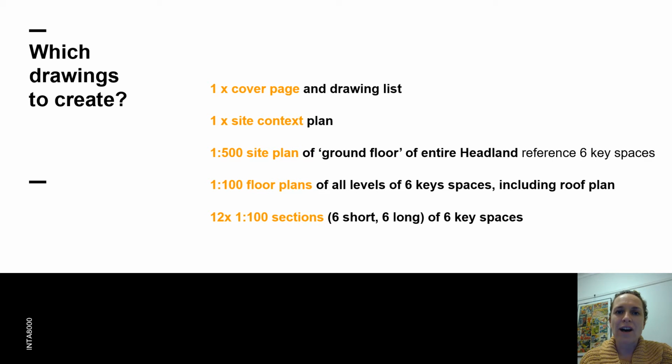So you have to have one cover page, which also has a drawing list on it. You need to have one site context plan, a 1 to 500 site plan that shows the ground floor of the entire La Perouse headland, including Bear Island. And on this, you will reference the 6 key spaces that you've chosen. You need to have 1 to 100 floor plans of all levels of all 6 key spaces, including the roof. And you'll need to have 12 1 to 100 sections of the 6 key spaces. That means 2 sections per key space.